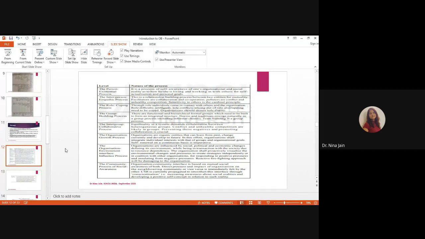So an organization also has to look after the community. That means the community interface is based on mutual social awareness of both. For example, in every organization, there are workers who come from nearby areas, who reside near the manufacturing unit or the office. So when we talk about a community living nearby, who also work in our organization, then we have to think about their development also.